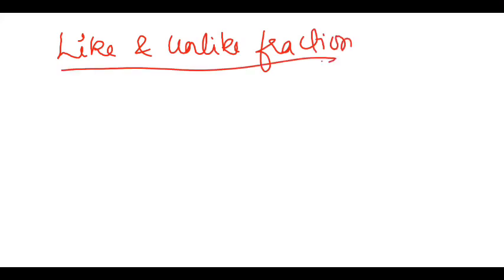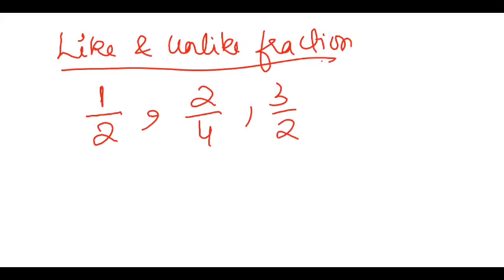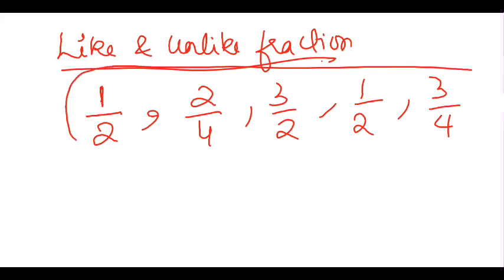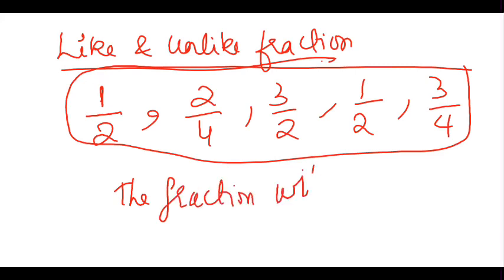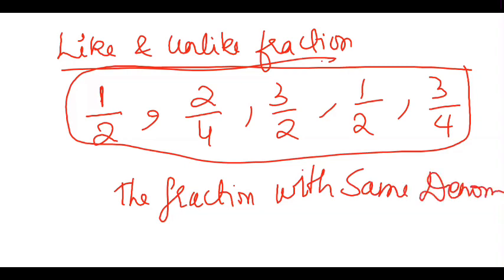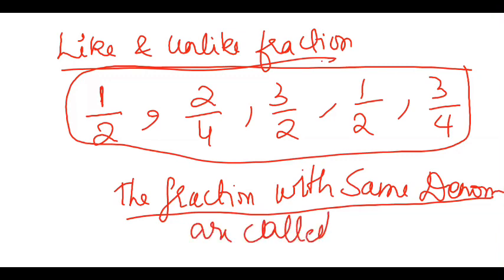And what you're going to do is, for example, this is an example that I'm giving you: 1 by 2, 2 by 4, 3 by 2, 1 by 2, 3 by 4. These are the fractions here, beta. The fractions with same denominators are called like fractions. Remember this, okay? The fractions having same denominators.